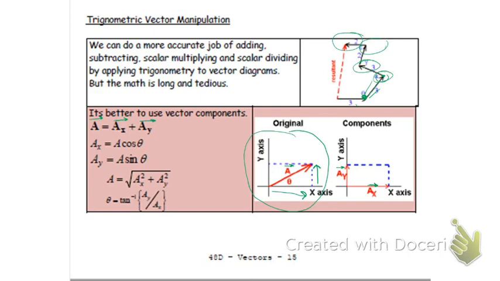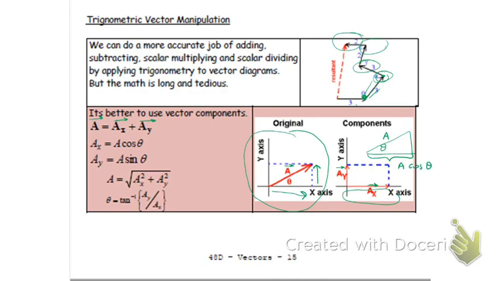The original vector is the resultant of adding these two together. How big is this x component vector? Well, if I look at my triangle, I have an angle here, theta, and I have a length here, a. And so this guy here would be a cosine theta.